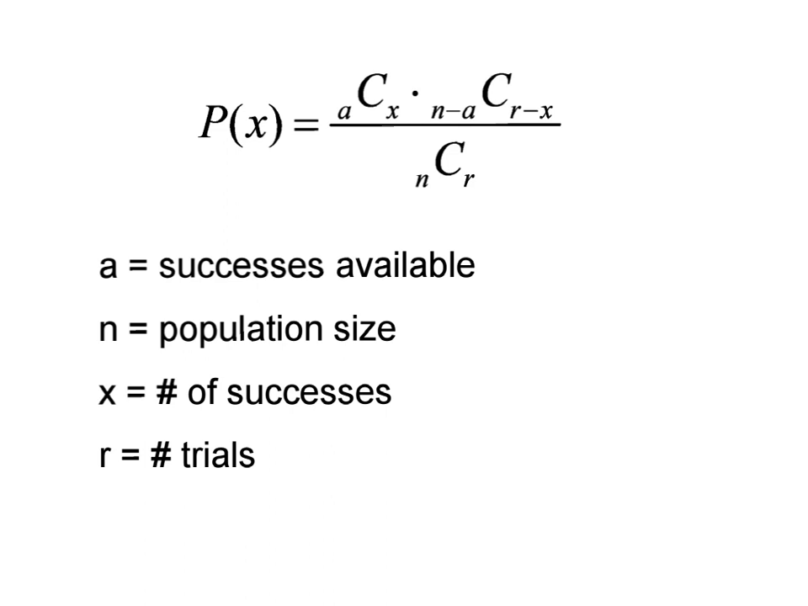So this is what the formula looks like. The probability of x is going to be a choose x times n minus a choose r minus x over n choose r. So a is going to be the number of successes available, n is going to be your population size, x is going to be the number of successes, and r is going to be the number of trials. Again, it'll make more sense once we do a couple of examples.